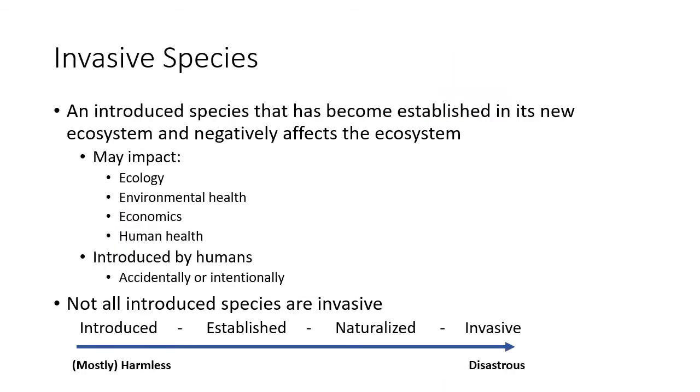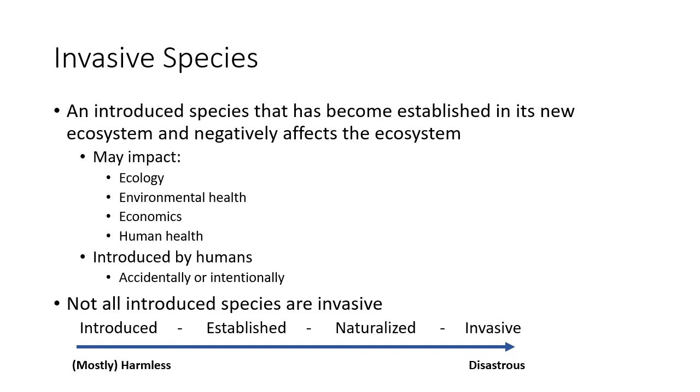Our next special type of species, so shifting gears yet again, is an invasive species. These are species that are introduced from somewhere else and they become established in the new ecosystem and negatively affect that ecosystem. Now, I definitely need to point out that invasive species are totally harmless for the most part, typically, in their natural habitat.